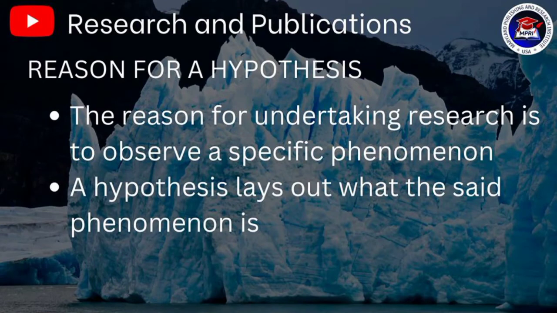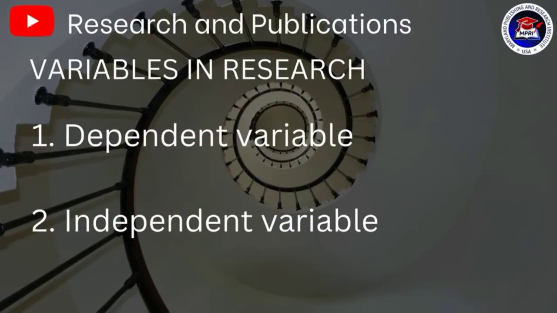Past authors have argued that the reason for undertaking research is to observe a scientific phenomenon. Hence, a hypothesis lays out what the said phenomenon is, and it does so through two variables, an independent and a dependent variable. The independent variable is the cause behind the observation, while the dependent variable is the effect of the cause.